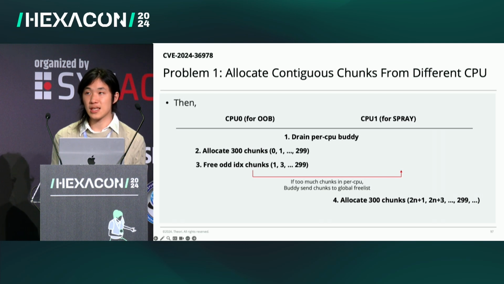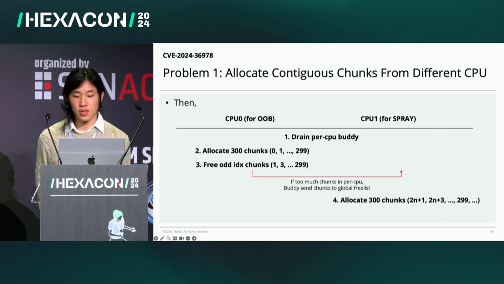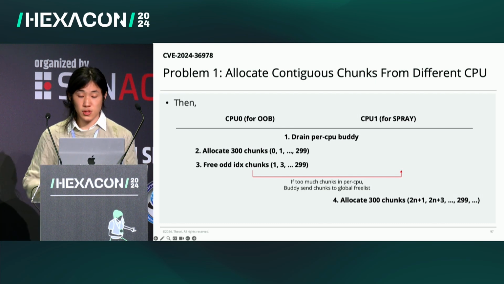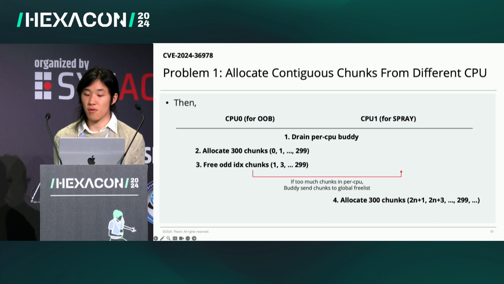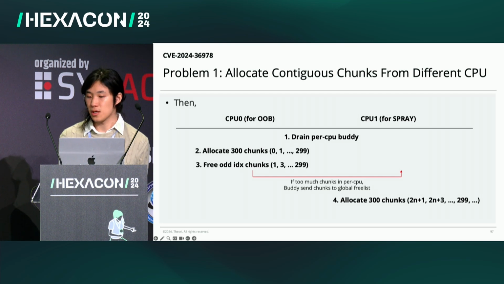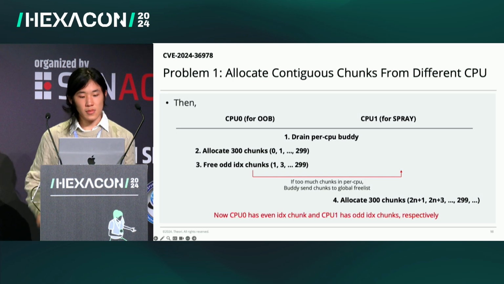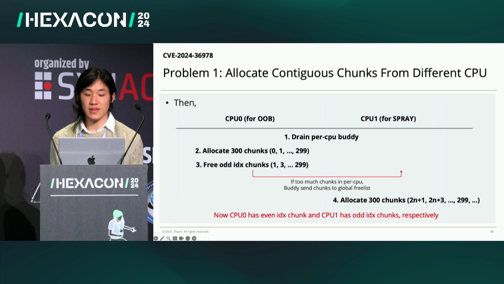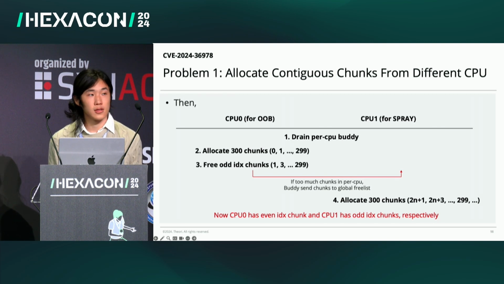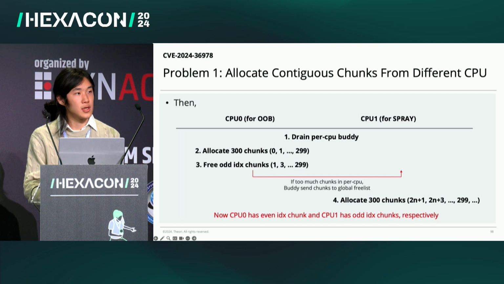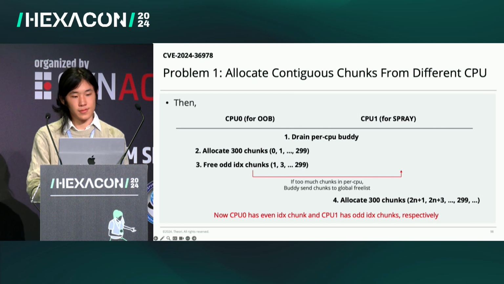If there are too many chunks in the per-CPU list, the buddy allocator sends chunks to the global free list. After that, CPU 1 gets some chunks. Those are taken from the global free list, so CPU 1 gets chunks from the global free list. Then it can get indexes n+1, n+3, the odd numbers. Now CPU 0 has even-indexed chunks and CPU 1 has odd-indexed chunks respectively. So we get contiguous pages on different CPUs.